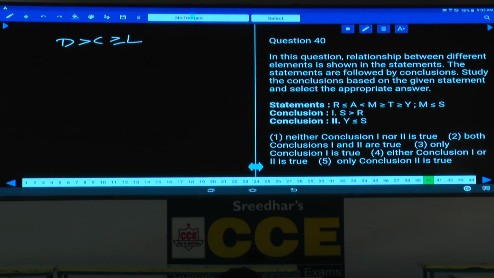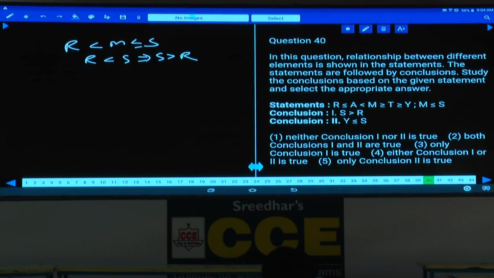Then finally question number 40. In this question, the relation between S and R: R is here, S is here. What is the element which is common between these two? M is common. R less than M, M less than or equal to S. Hence R less than S is definitely true. If R less than S is true, S greater than R is also true. Hence what is your answer?